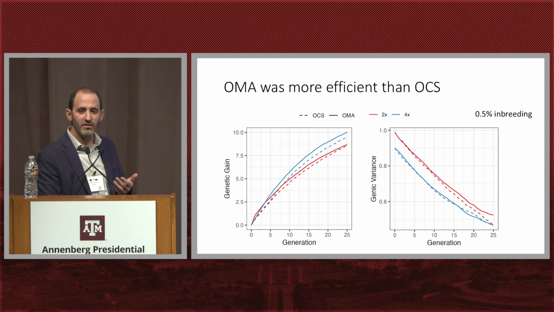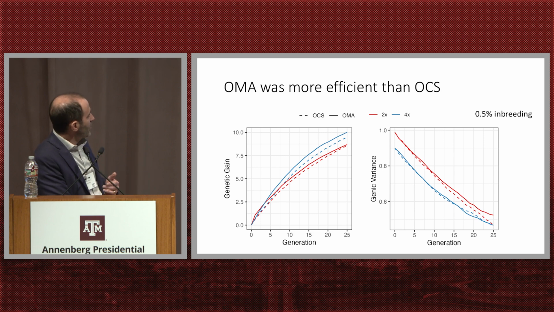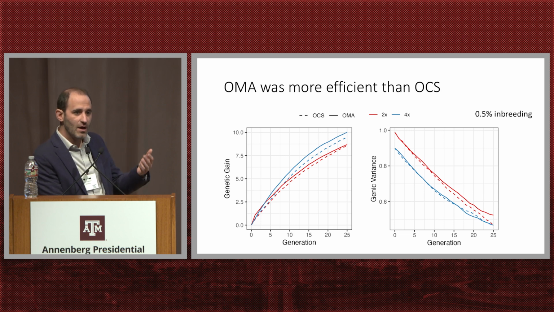And the gains are modest, I will say, in this perspective, but they are real. This is a plot of genetic gain versus 25 generations, and the solid lines are the diploids. The solid line is the OMA. The dashed line is the OCS. The two colors are tetraploid versus diploid. So you can see the solid line is consistently above the dashed line, meaning we're getting slightly more gain using this optimized mate allocation compared to just a breeding value type of approach.